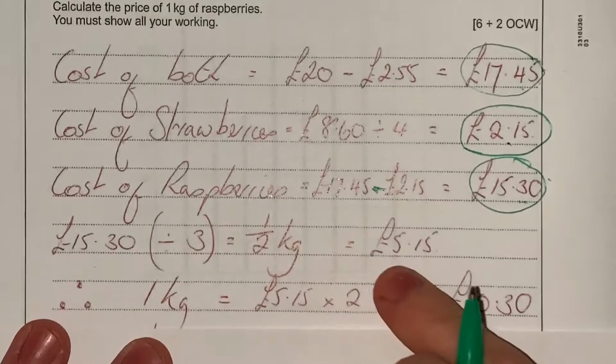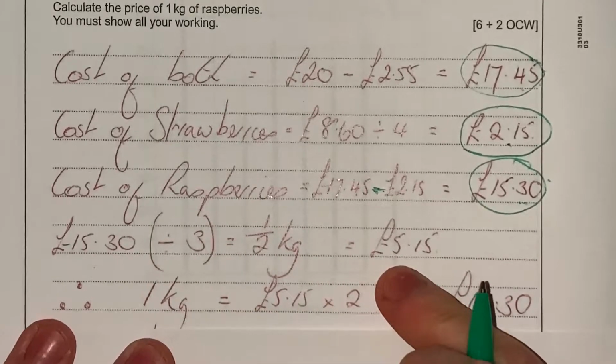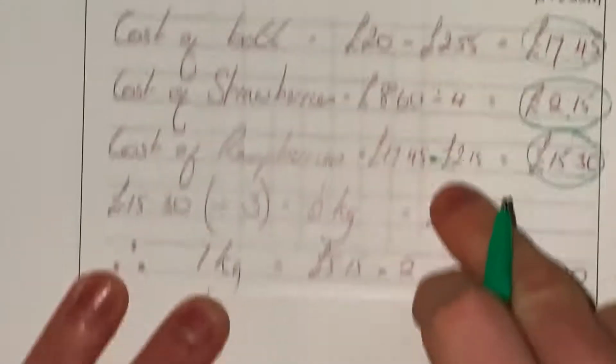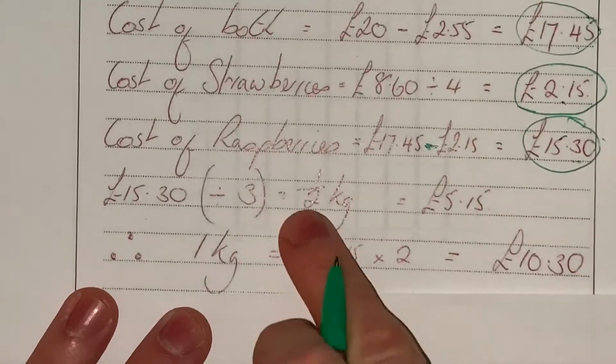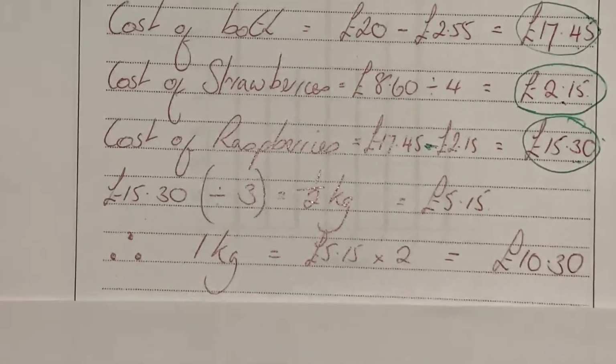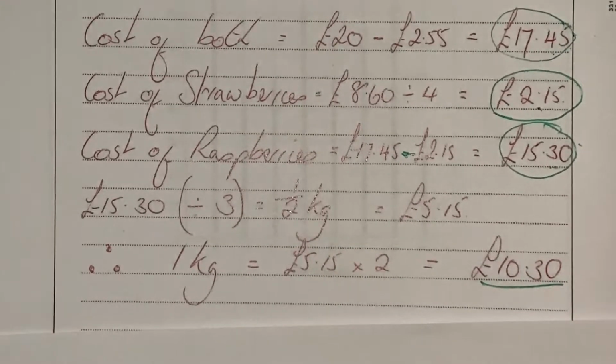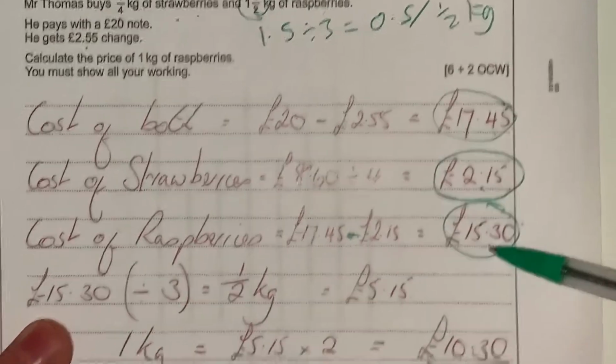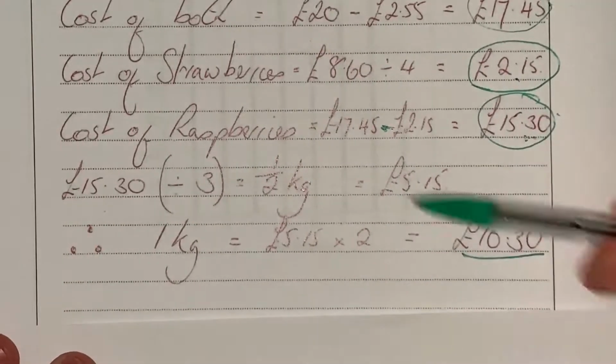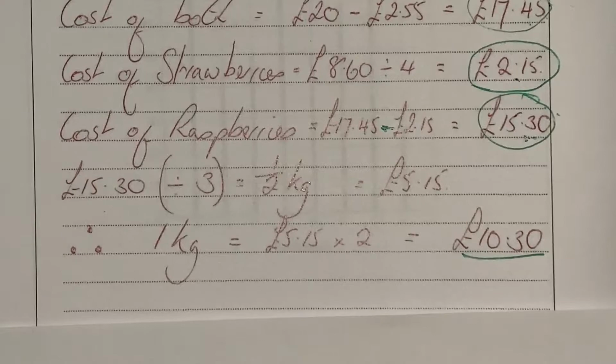So I know half of a kilogram is £5.15. So then to get this back up to the cost of a full kilogram, I've just doubled it. Because how many halves get you to 1? Well, obviously 2. So the final cost is £10.30. So the last 2 marks is quite tricky, but you get 4 marks for getting to £15.30. Okay, and the last 2 marks is for trying to find out the overall cost.